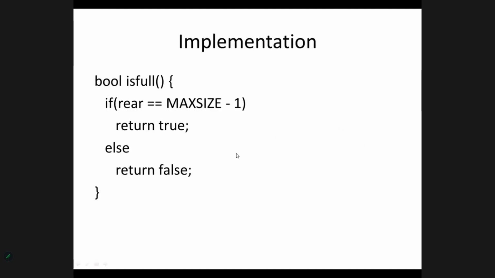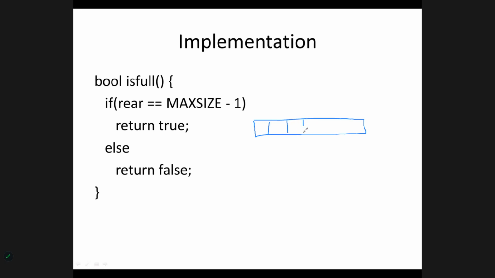So this is the implementation. Okay, so with this, you may be confused because we are checking max size minus 1. Why? Because array index starts with 0, right? I hope you can remember it. Let's take the same array, right? So this is the check: if rear is equal to max size minus 1.